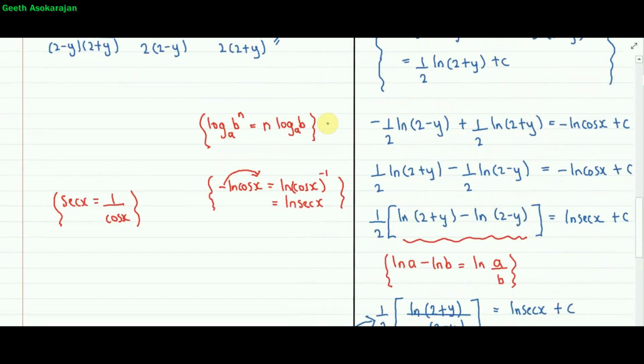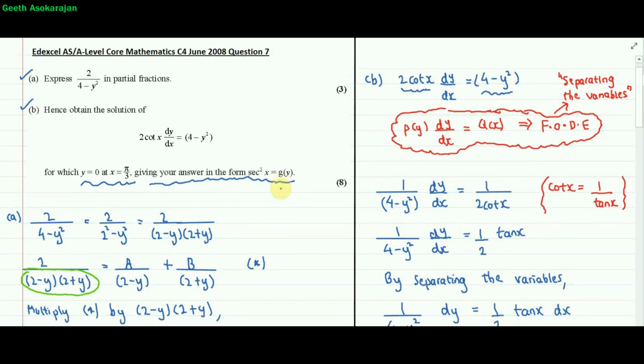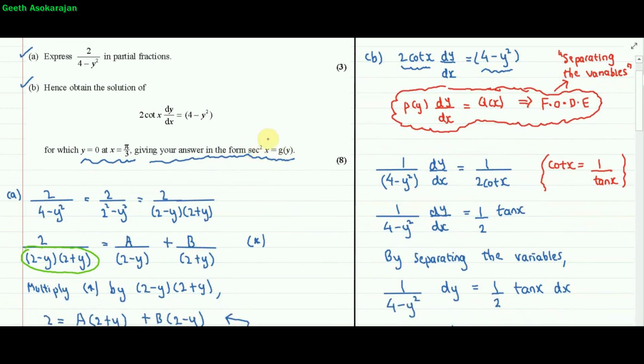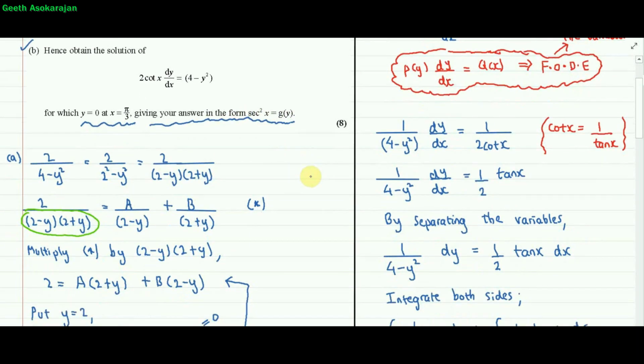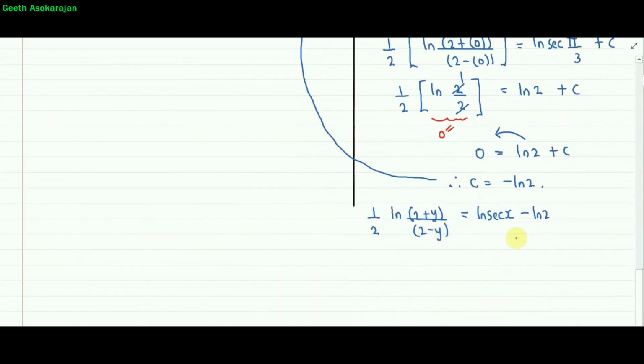If we scroll up, we need to rearrange this, and we need to give our answer in the form sec squared x equals g of y. So g of y means a function of y on the right hand side. So let's rearrange it so that sec squared x equals a function of y on the right. So let me scroll below. At the moment we have this.